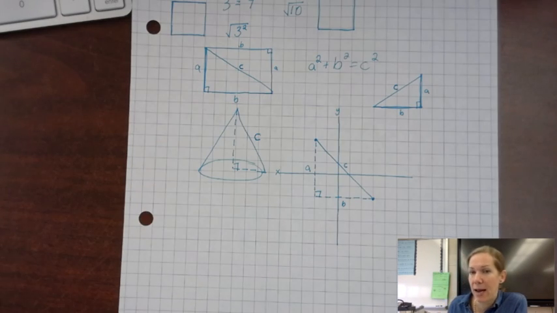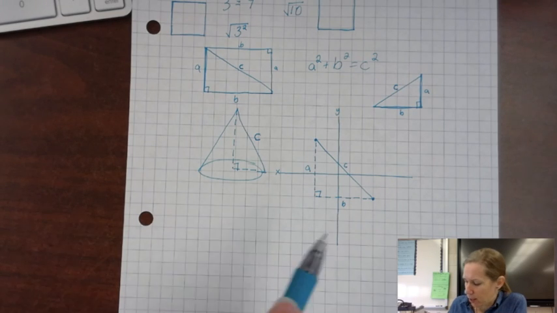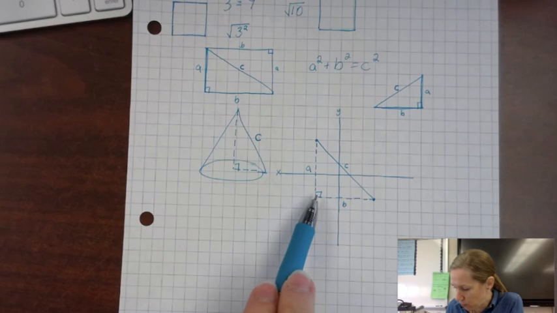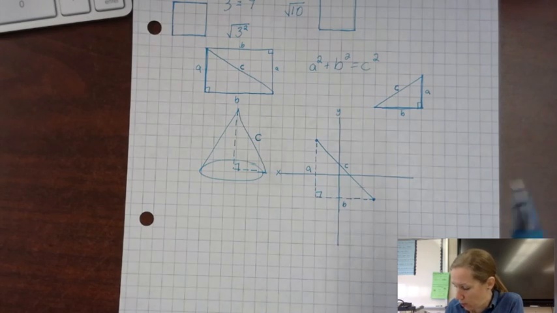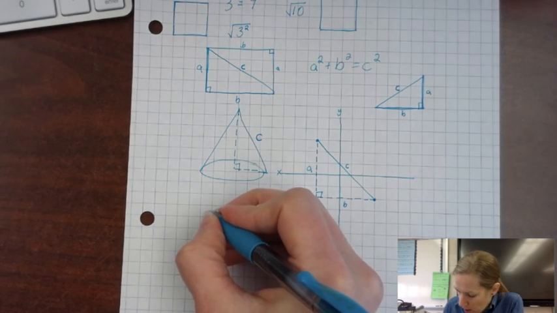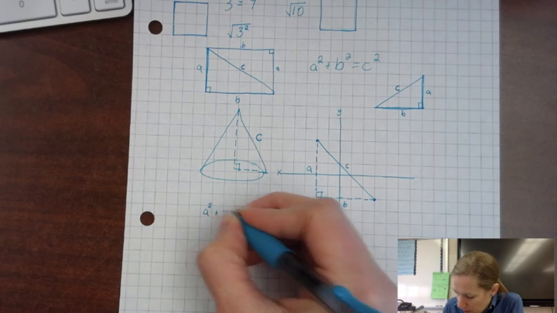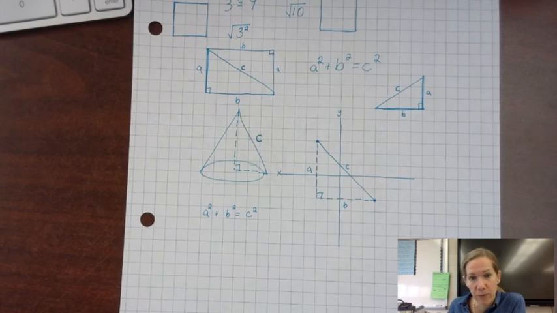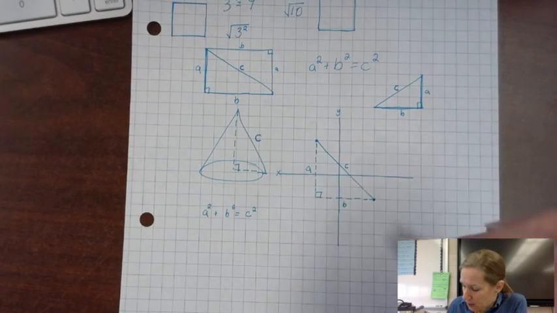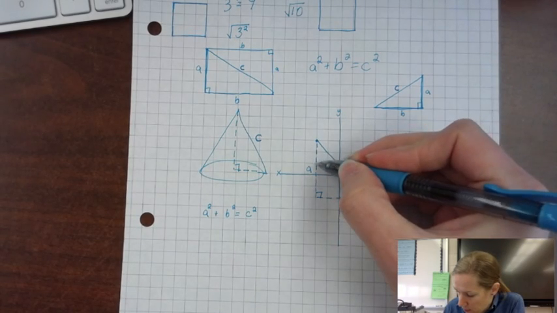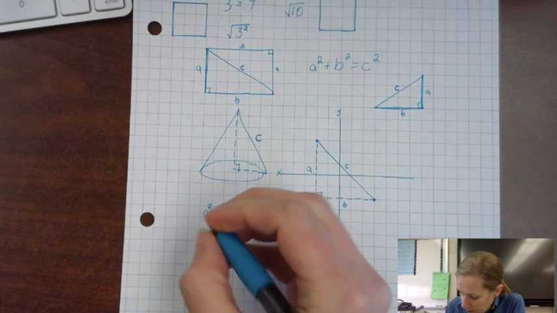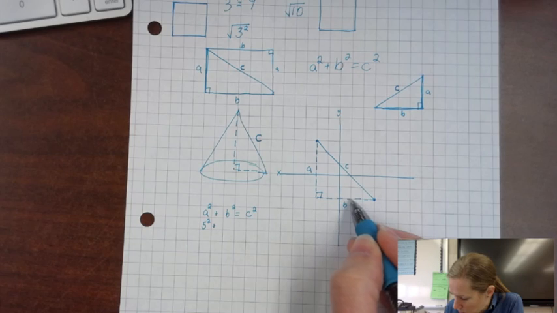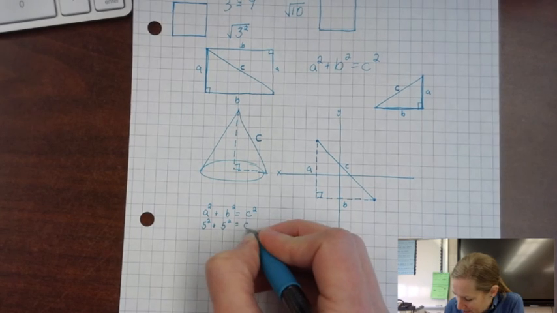Let's go ahead and do some of these for real. Actually, we'll just go ahead and do this one right here, since I drew it really nicely on a coordinate plane. So the first thing is we always write our formula. Okay, A squared plus B squared equals C squared. Let's find out the length of A. So 1, 2, 3, 4, 5. So 5 squared plus 1, 2, 3, 4, 5 equals C squared.